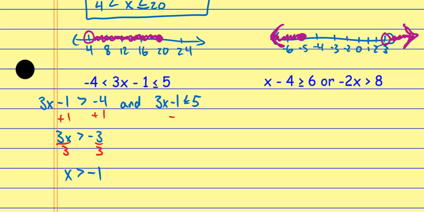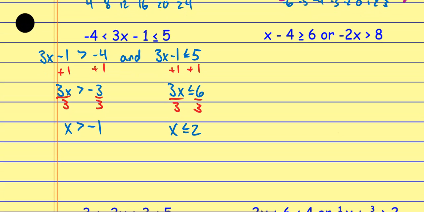Over here, I'm going to add the 1 to each side, and then divide by the 3. So I'm solving the same way I've always solved. So now I've got x less than or equal to 2. That's one of the options for solving this thing. But I want you to pay special attention to the fact that I just did the same steps for each of these inequalities. Let's look at the steps.